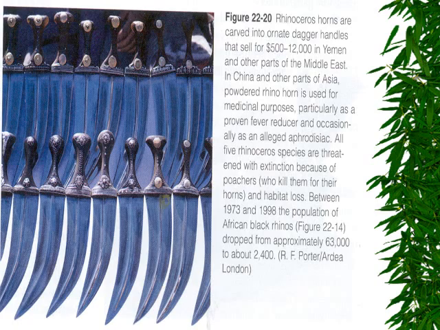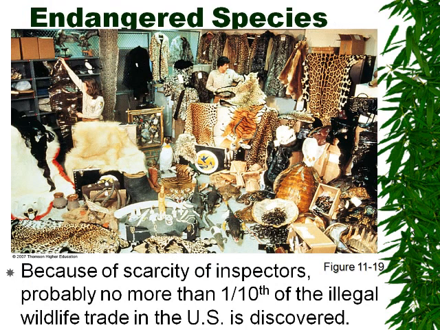These are pictures of rhinoceros horns carved into dagger handles. So this is some of the stuff that they use it for, and it's incredible amounts of money that they're selling these for. So the poachers are making ridiculous amounts of money, so they don't care that they're hunting an endangered species.